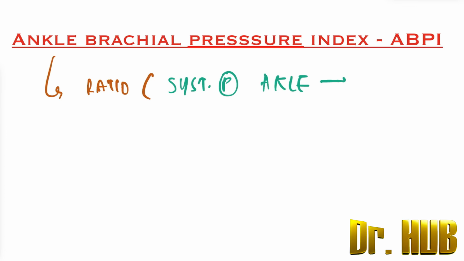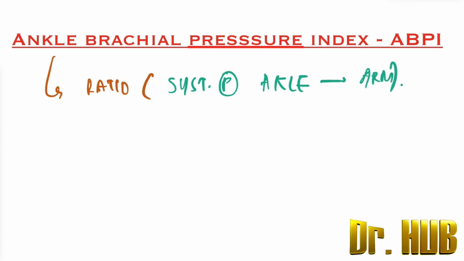Ankle brachial pressure index, in short known as the ABPI. This is a very important concept. It is nothing but a ratio of the systolic pressure at the ankle to that of the arm.